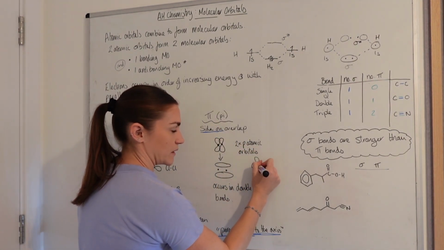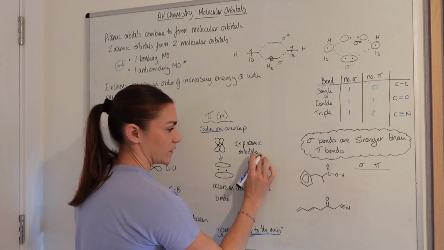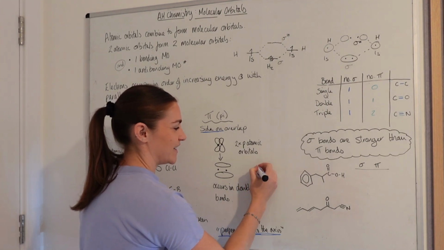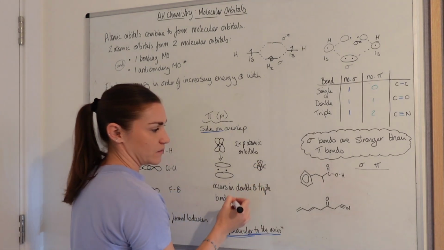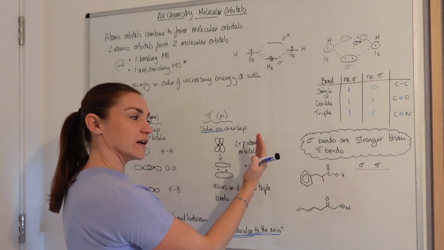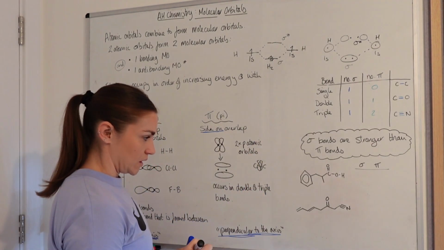So they would be overlapping like this. Sorry, I'm not very good at drawing these diagrams. You'd think I'd be better at them by now. So yeah, the pi overlap is in that direction, so it's perpendicular, i.e. at a right angle to the bond.